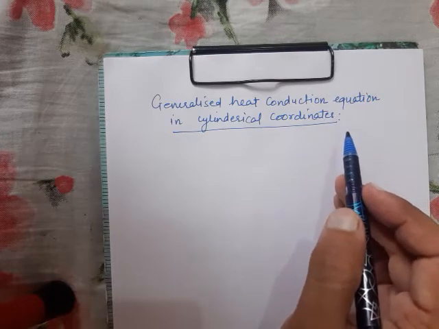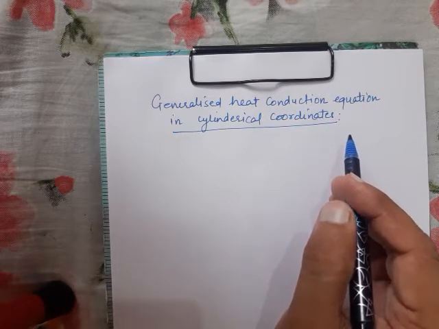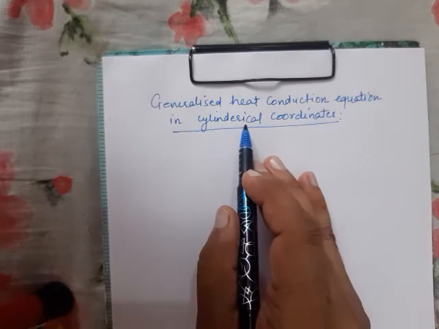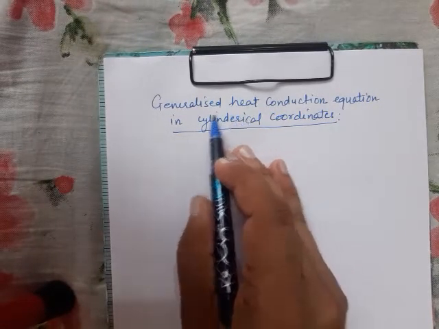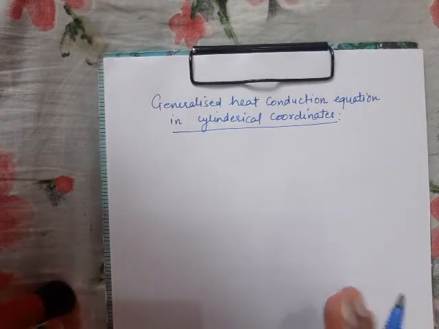So whenever we talk about heat conduction in cylindrical objects, we need an equation in cylindrical coordinates. Please note this point very carefully. For solving problems of cylindrical bodies through which conduction is taking place, we need an equation which is known as the generalized heat conduction equation in cylindrical coordinates.